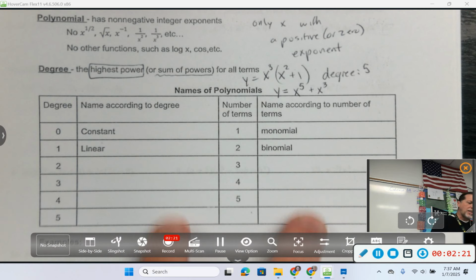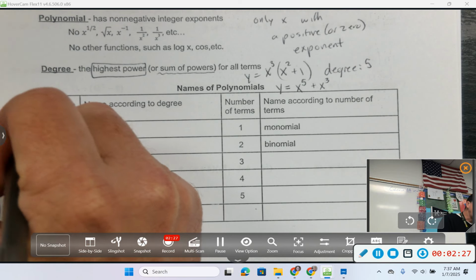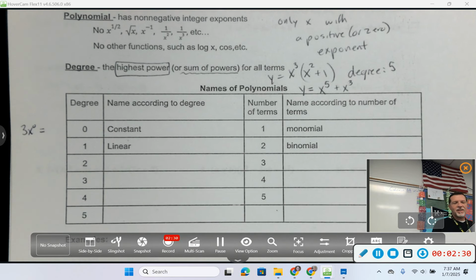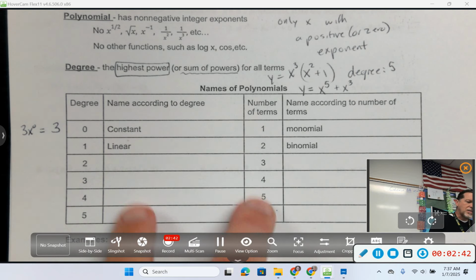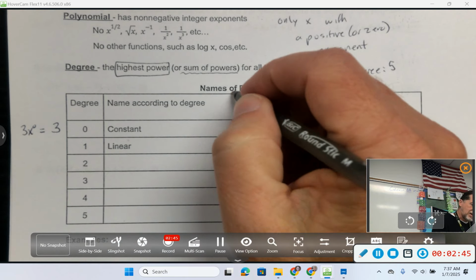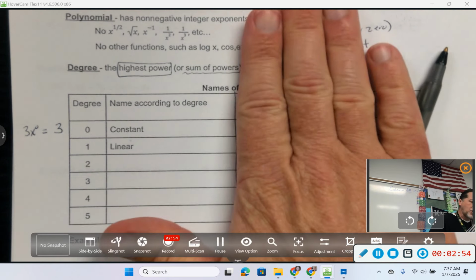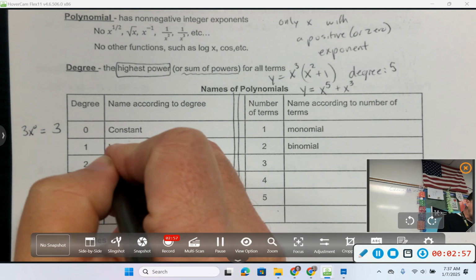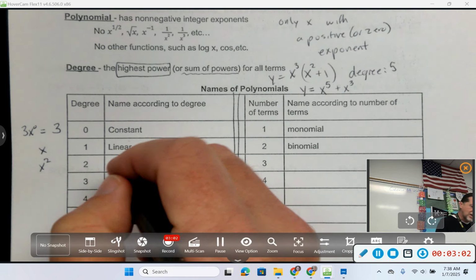All right, some terms that I think you know, most of these. Degree 0, so that would be like if you had 3x to the 0. Well, that's the same thing as just 3. X to the 0 would be 1, but then times 3 would be 3. So that's a constant. These maybe should not necessarily go together, because you could still have a different number of terms. One term, monomial. So let's treat them separately because they are separate. So x to the first would be linear, x squared, quadratic.